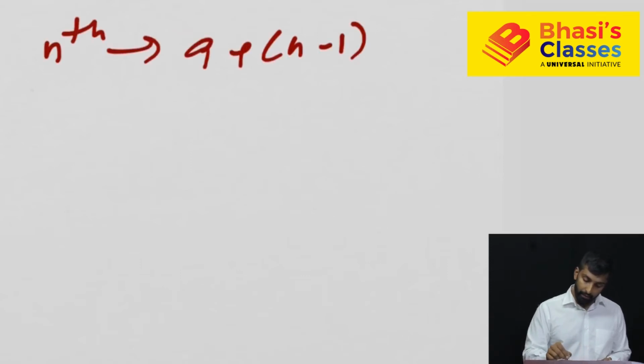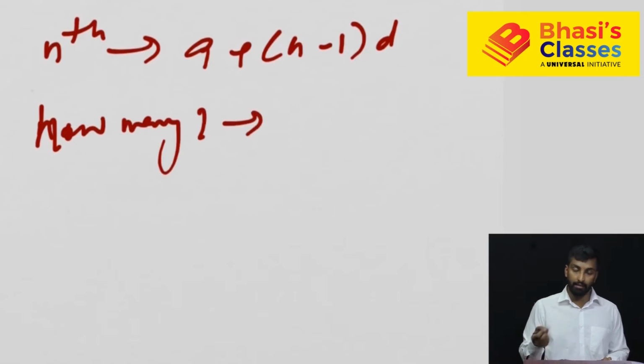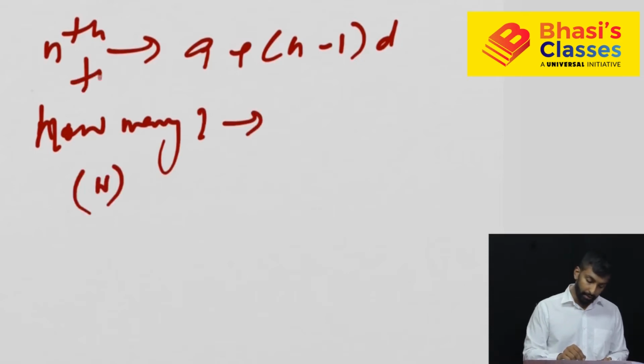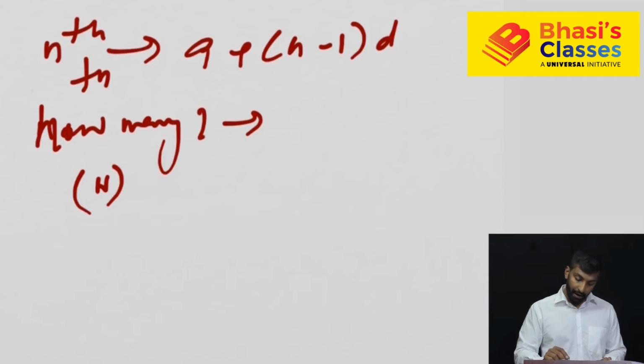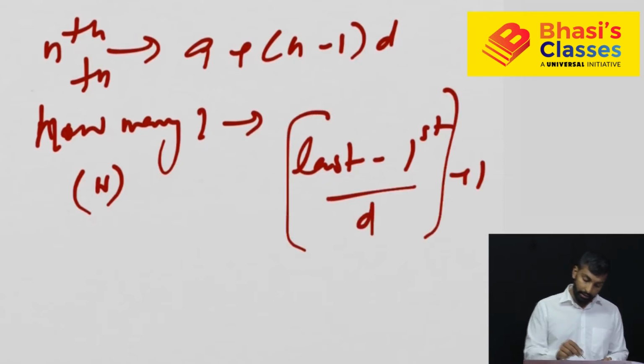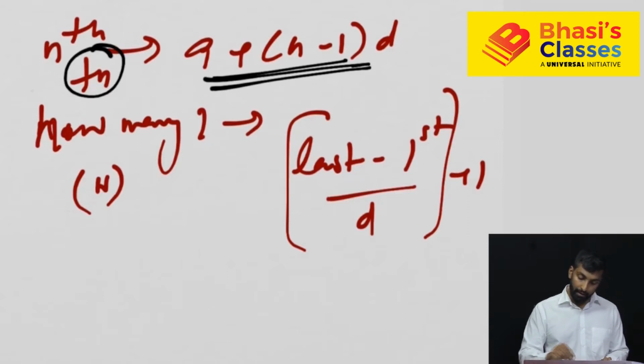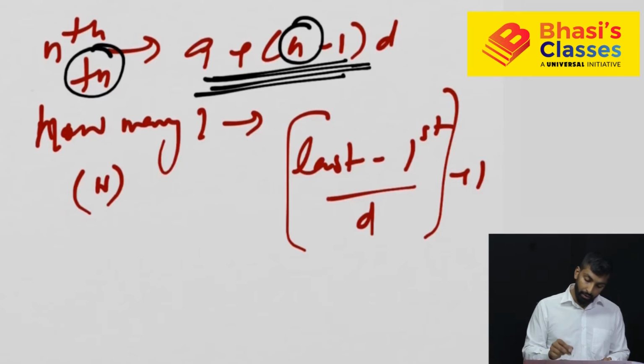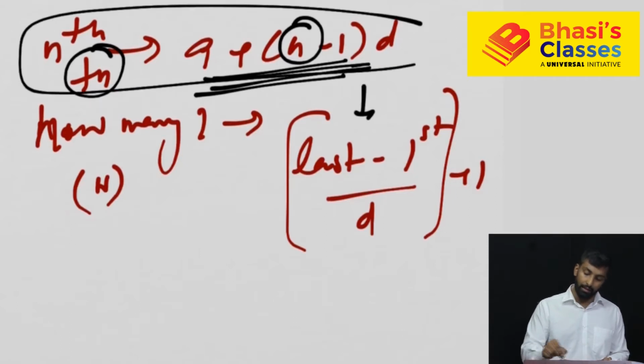So what we have discussed is just four things. If it is the nth term, it is a plus n minus 1 into d. If it is n, meaning how many terms there are, n is what you need to find out. You represent the nth term as tn. If you need to find n, it is last minus first divided by the difference, plus 1. This actually comes from the same formula, you just rearrange it. If this is what you need to find out, you apply this.